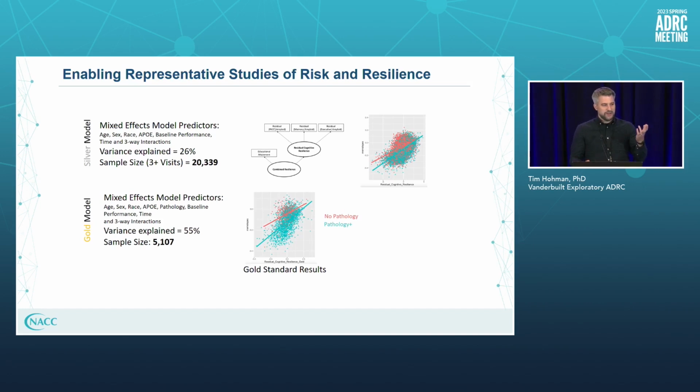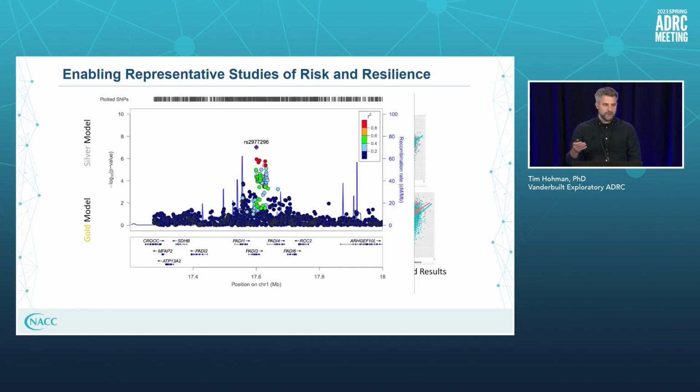And NACC is a critical piece of infrastructure to be able to do this. We can build a model in 20,000 people, confirm in the 5,000 people who have neuropathology data that our resilience measures are actually working. And when that's the case, now we can go in and do a new GWAS and identify new loci. In this case, we identified a cluster of genes that are really important for autophagy, and we think are very important for resilience in particular.